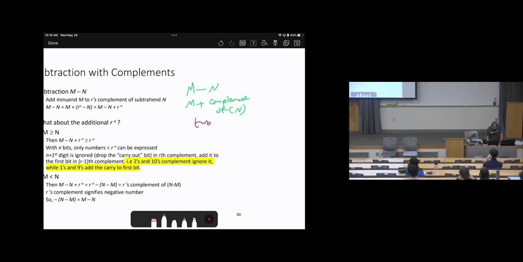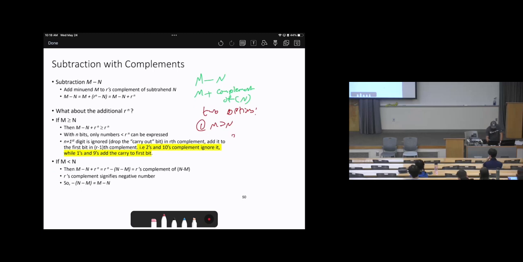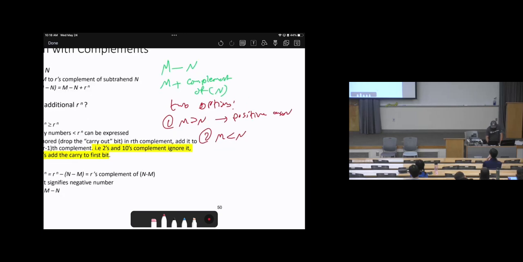We have two scenarios, or two options. The first thing we can observe is m larger than n. And the second option is when m is less than n. How can we deal with this problem? When m is larger than n, this means this is a positive number, right? The answer must be positive. Do you agree with me? Yes.